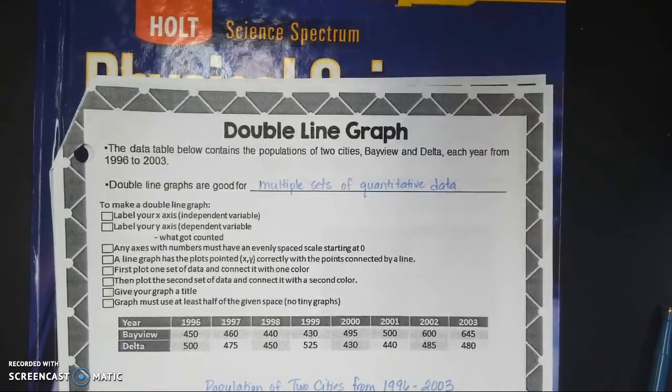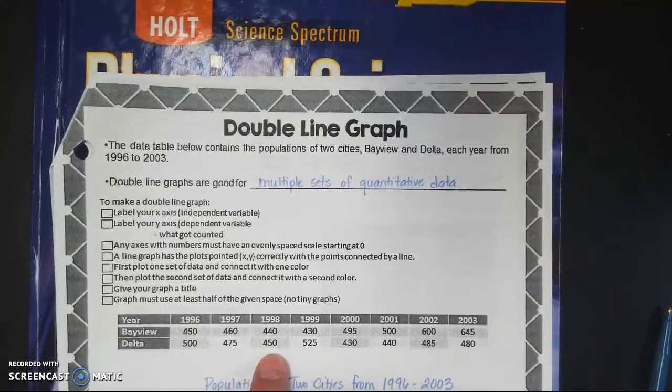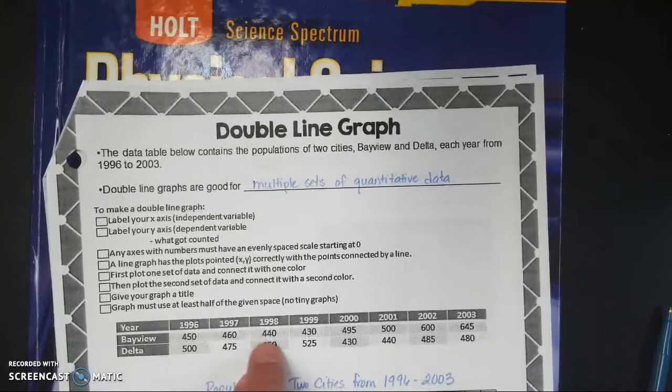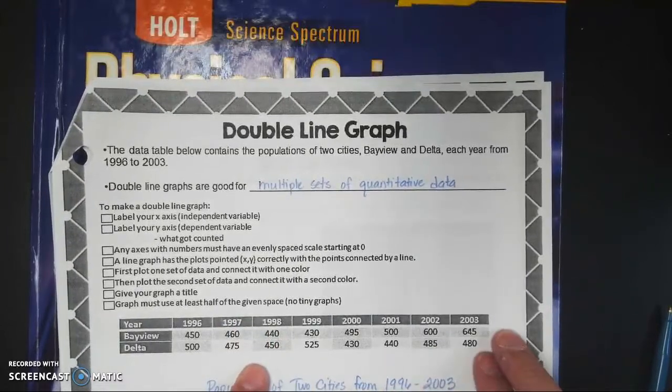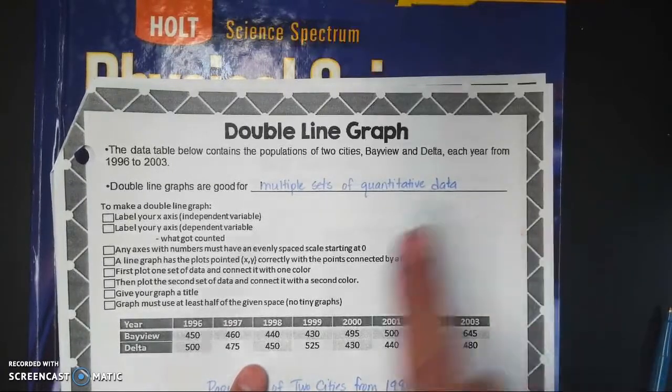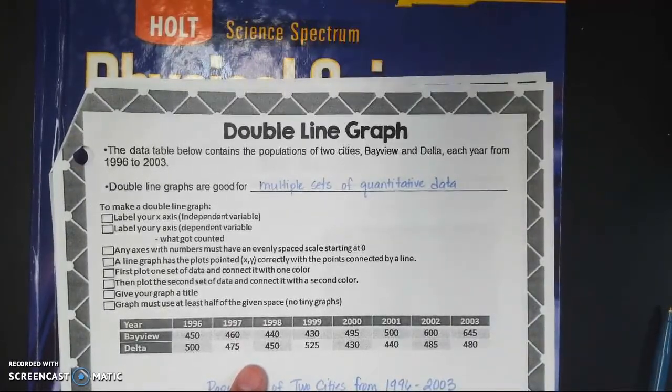So if you have multiple sets of quantitative data on a data table like you see here, you have the numbers for the year versus two sets of numbers for the population, then you'll need to make a line graph with two lines on it to represent this data. So double line graphs are good for multiple sets of quantitative data.